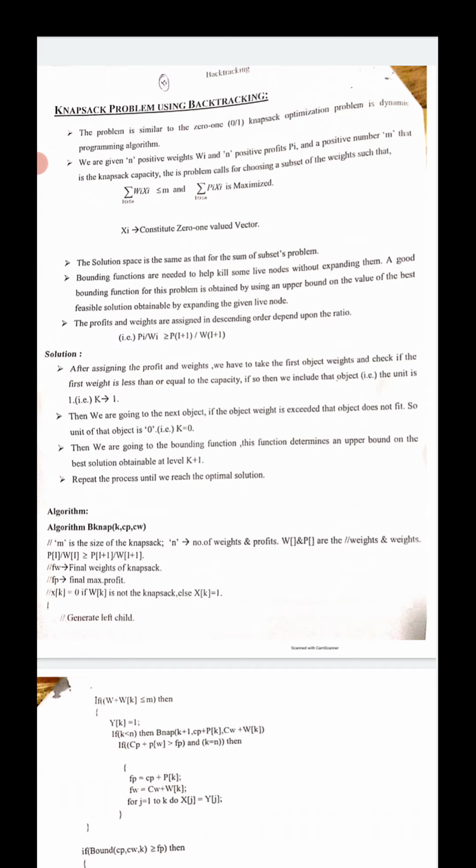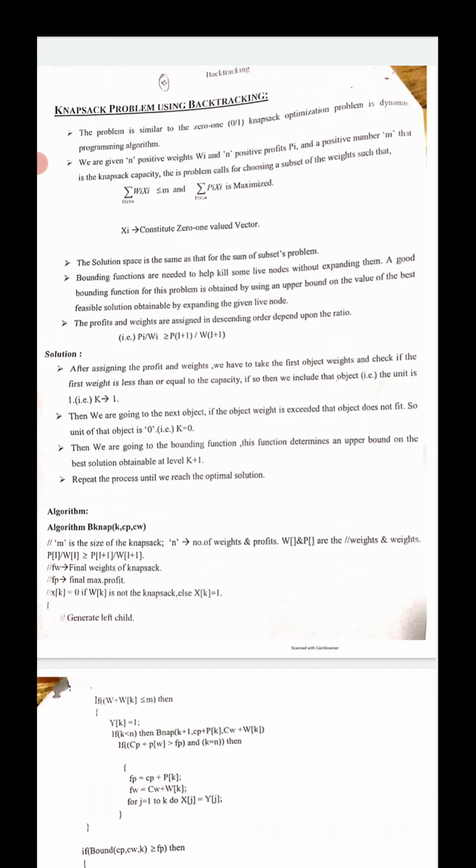Then we go to the next object. If the object weight exceeds the capacity, that object does not fit, so the unit of that object is 0, that is, x k is assigned 0. Then we go to the bounding function. This function determines an upper bound on the best solution obtainable at level k plus 1.